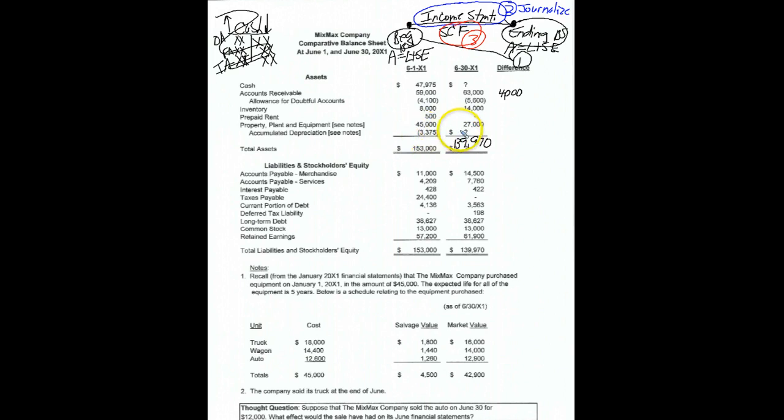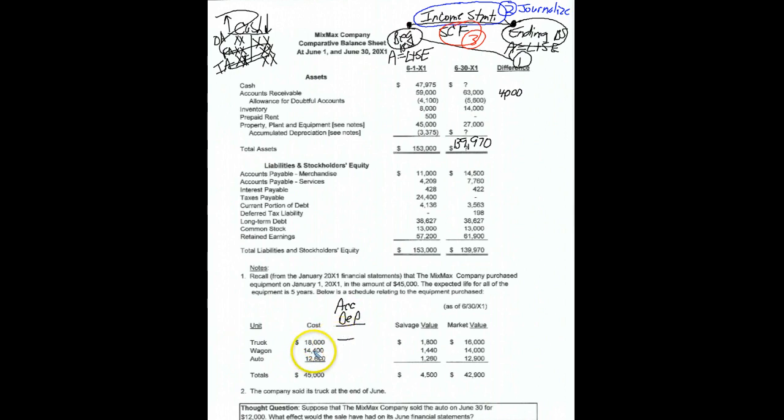Now, how do we get accumulated depreciation? Well, it says to see the notes. In the notes, it tells us that they sold the truck at the end of June. So if I was trying to figure out accumulated depreciation at the end of June, I would not include the truck, right? Wouldn't have any.